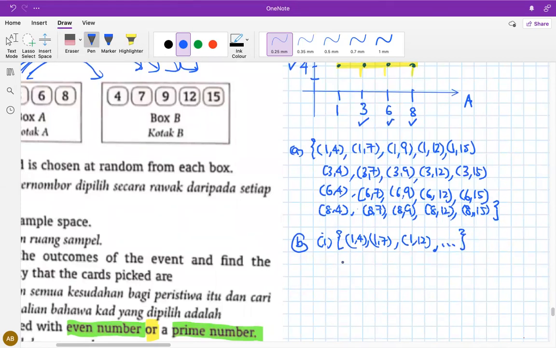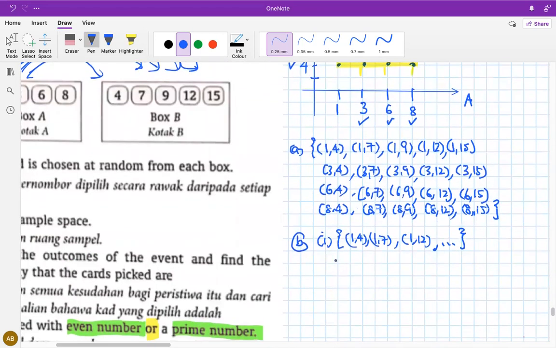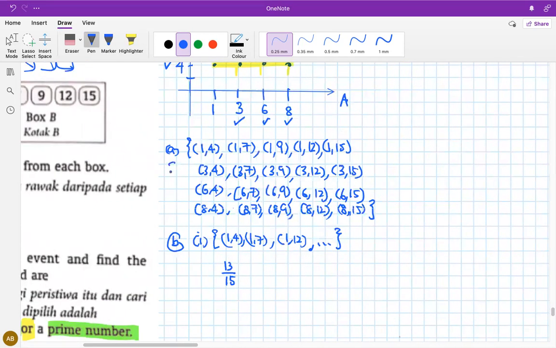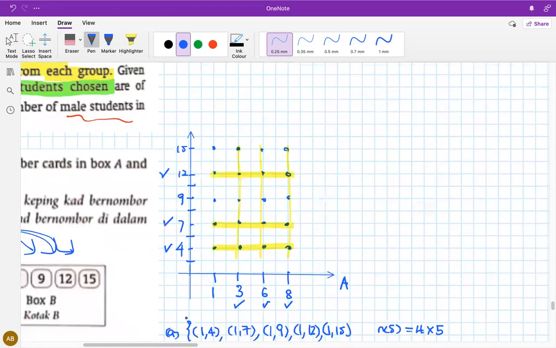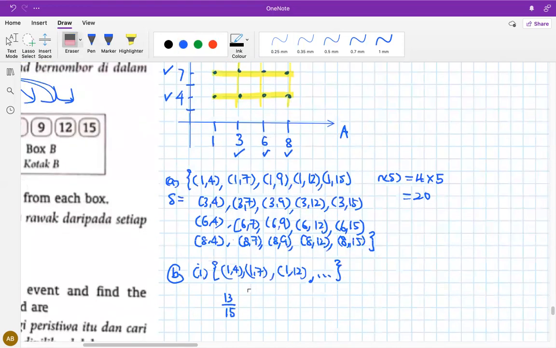Okay, so the total should be 3 times 5 is 15. So you minus 2, so it is 13 over 15. Here is the number of samples, so this is S. The number of samples is 4 by 5, so it's 20. Why say 15? 4 by 5, sorry. So here I have to change.